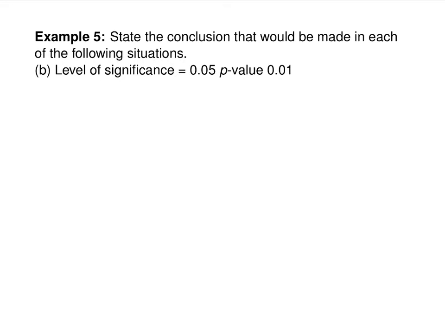What if the p-value came out to be 0.01? Is p less than or equal to 0.05? Yes. So in this case, you would reject H naught, right? And then accept HA.